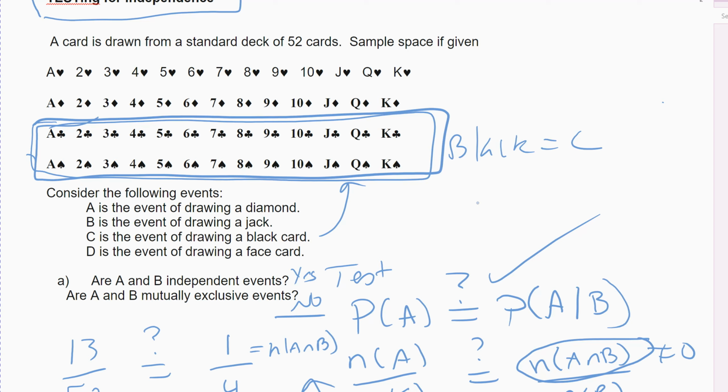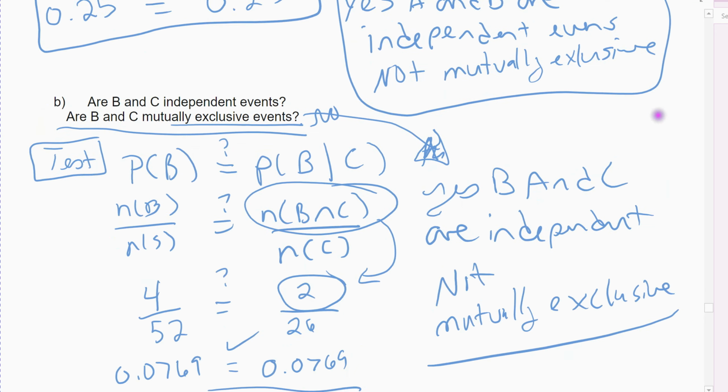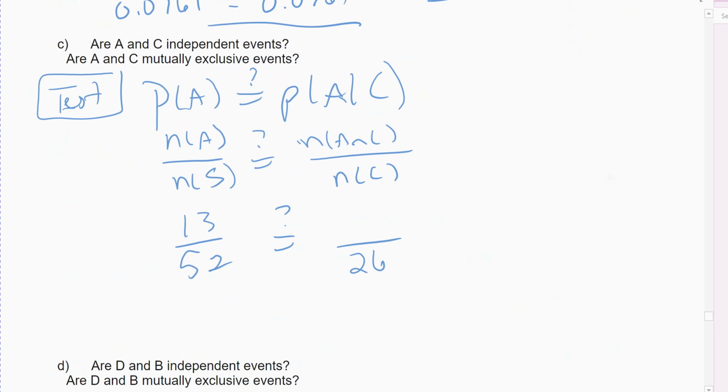Because the B event is getting... sorry, the A event, not the B event. The A event is getting a diamond. I'm going to double check before I say that. Yes, A is what I'm looking for. So if I'm giving you the half of the deck, the 26 cards that are black, that are spades and clubs, what's the probability that I get a diamond?